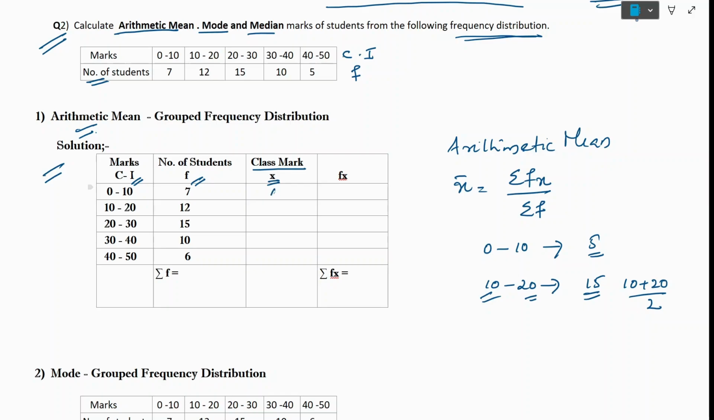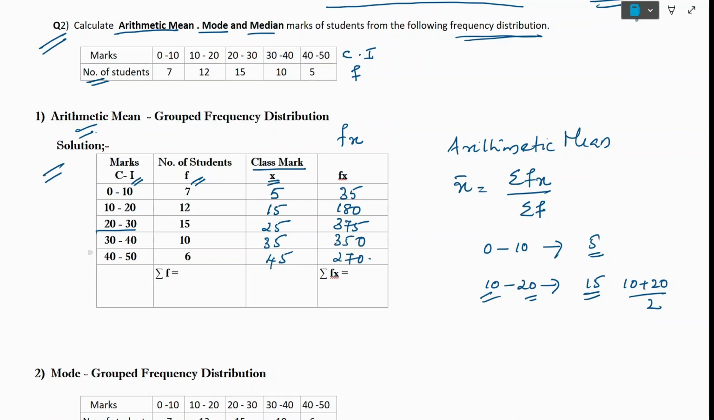Therefore, I am going to fill here this column, that is 5. Next, 10 to 20, that is 15. 20 to 30, what's the midpoint? 25. Then 35 and 45. That means this column we completed, that is x, your class mark. What is next? Next, we are going to find your fx. fx means f multiplied with x. 7 into 5, that is 35 here. The same way, when you calculate it, remaining values are 180, 375, next 350, 270.